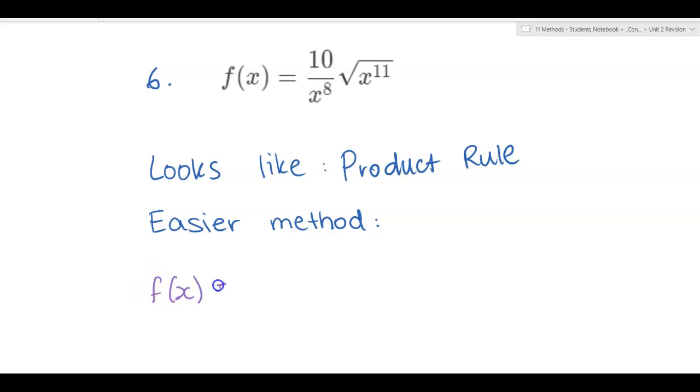Okay, 10 over 8 to the power of x times by the square root of x to the power of 11. What is that square root in power form? Tom. 11 over 2. Tom, you're A+ today. Thanks for answering my questions. Okay. x to the power of 11 over 2.